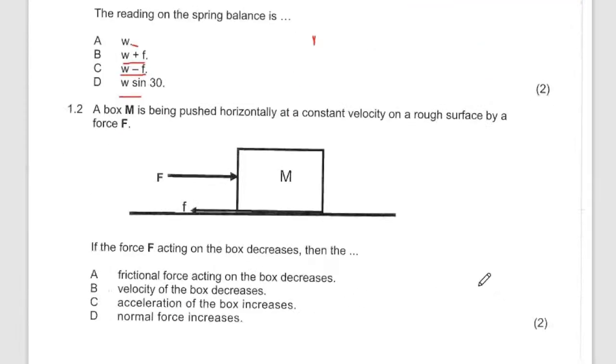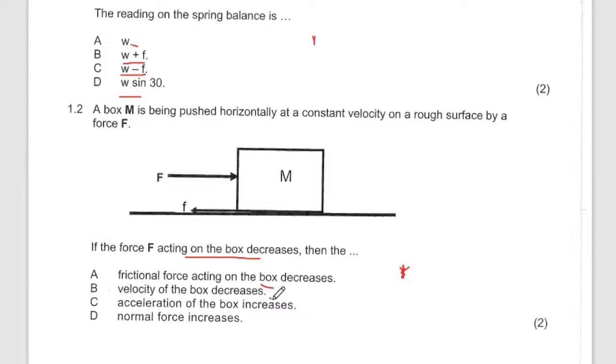Let's look at 1.2. A box M is being pushed horizontally at constant velocity on a rough surface by a force F. Okay, so we have the arrows that are indicating the directions. If the force F that is acting decreases, then what happens? Okay, that sounds correct. Velocity of the box decreases.